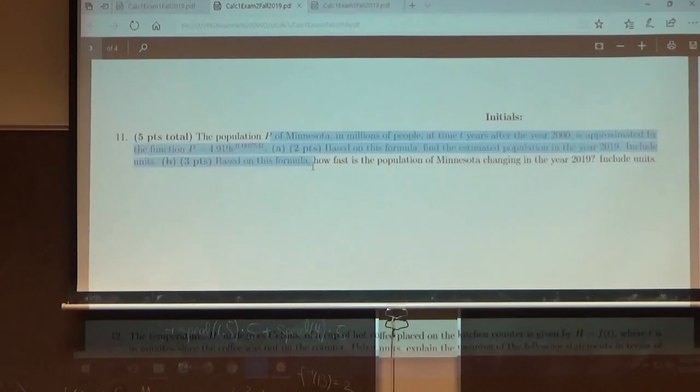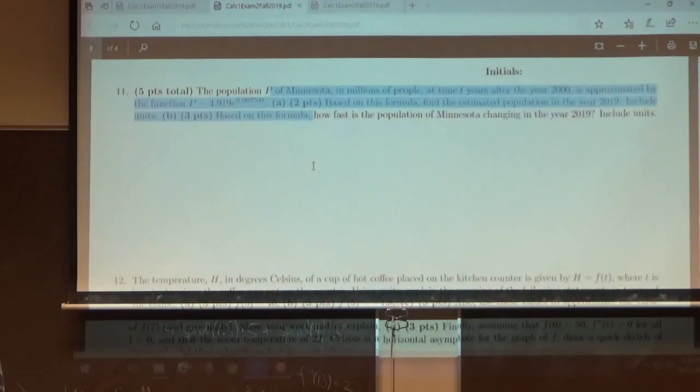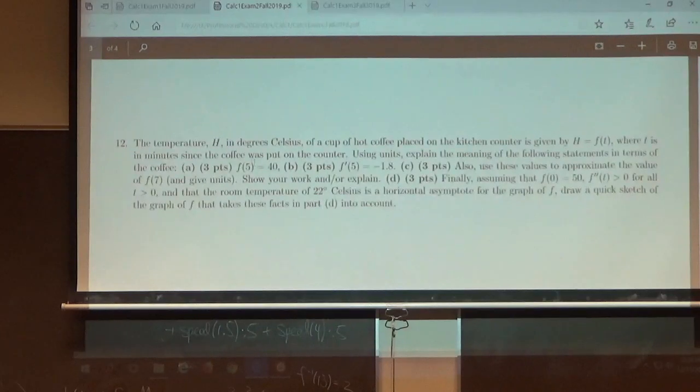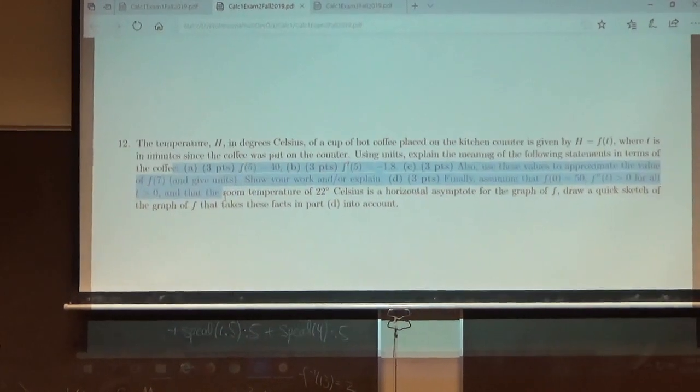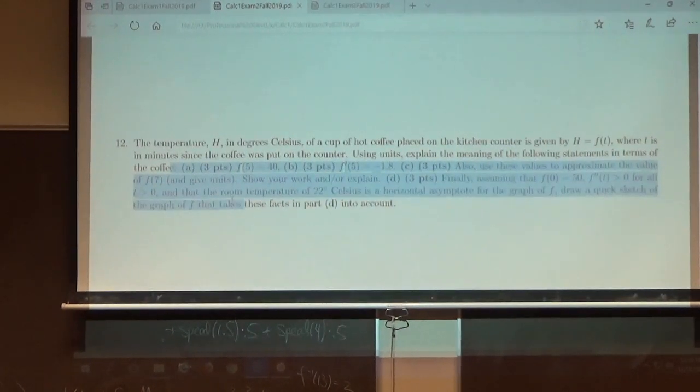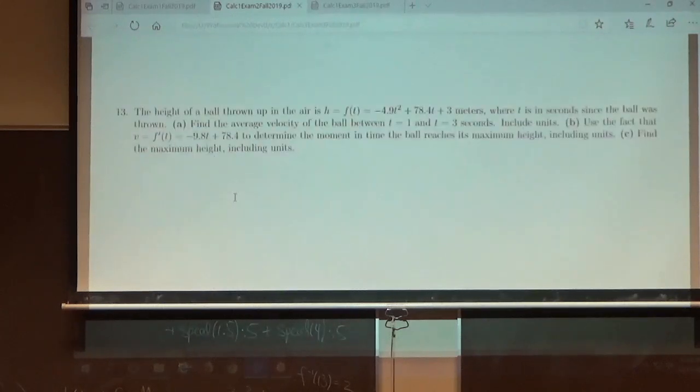Exponential problem again on this exam, including how fast is the population changing, so that's a derivative. This one is about Newton's law of cooling in a sense, although you don't actually have to work with the differential equation. You just need to interpret the meaning of these things, what it looks like, to draw a graph. Free fall problem, solve for different things.